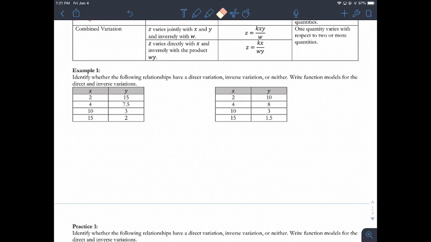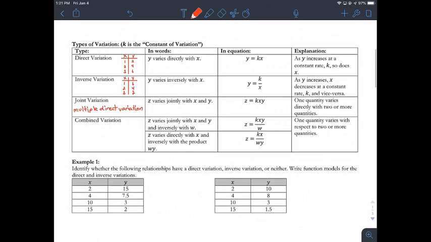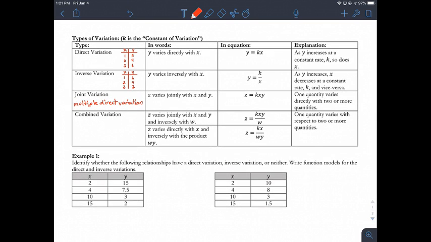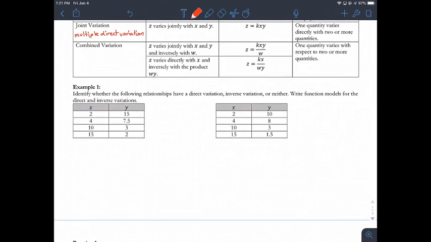So as we see in this first table, x is definitely increasing. We got 2 to 4 to 10 to 15, and y is definitely decreasing, 15 to 7.5 to 3 to 2. So if we look here at our table, as x is increasing, y is decreasing, we should be thinking to ourselves inverse variation. However, we can't just say inverse variation, we can say possible inverse variation. In order to definitely 100% say that this is inverse variation, we have to prove it.